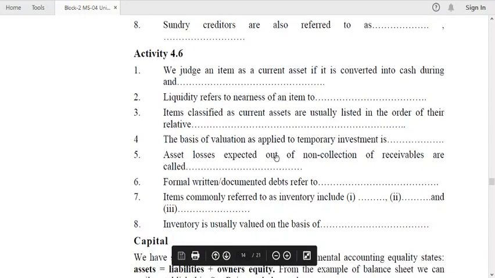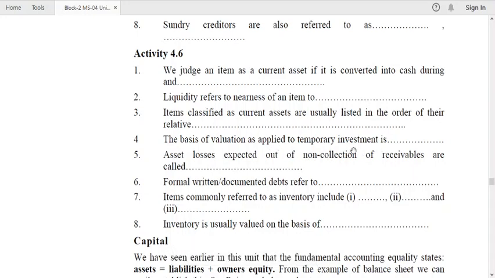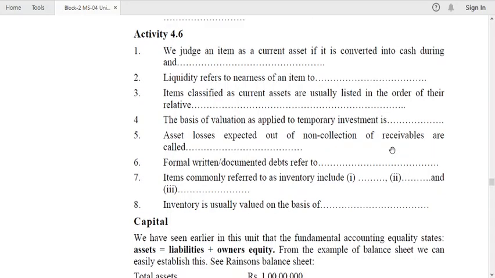The basis of valuation as applied to temporary investment is the principle of conservatism. That is the basis for the valuation. Generally it is the cost price which is taken. Market price will be a bit higher because interest will be added to those temporary investments like shares or debentures or some small bonds, short-term bonds.